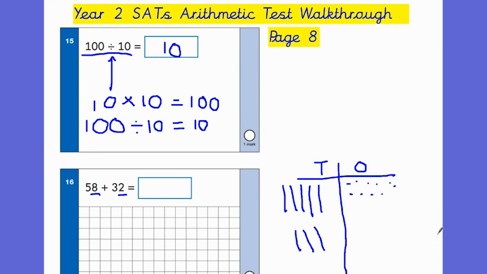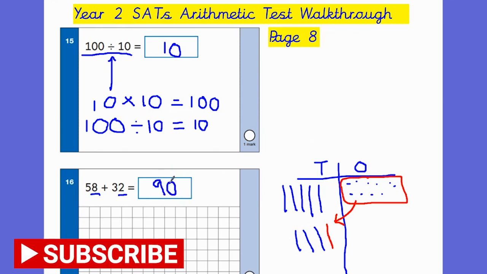Now, what you need to show to the children is that what you've actually done here is you've made a new 10. So we've got 1, 2, 3, 4, 5, 6, 7, 8, 9, 10. So I'm going to draw a ring around my new 10 that I've made because they need to know that that 10 would now move into the tens column, meaning that we have got 10, 20, 30, 40, 50, 60, 70, 80, 90. So the answer to this question would therefore be 90. And that's the way that we would show the children how to solve it.